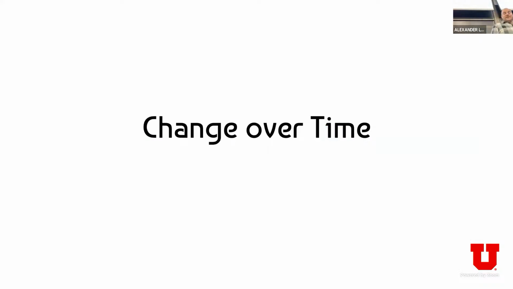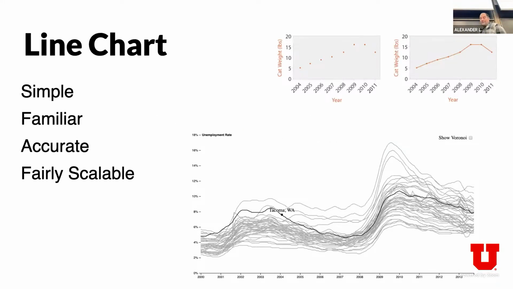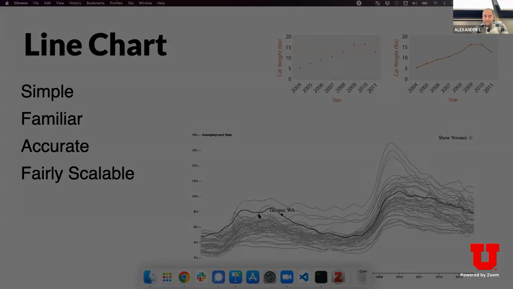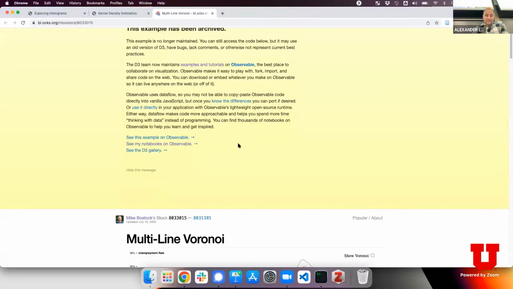Then I want to talk about change over time. And for change over time, of course, we have our familiar line chart. The line chart is the standard visualization for temporal data. It's simple, it's familiar, it's accurate, it's fairly scalable, especially if your lines move in concert together in some ways, right?